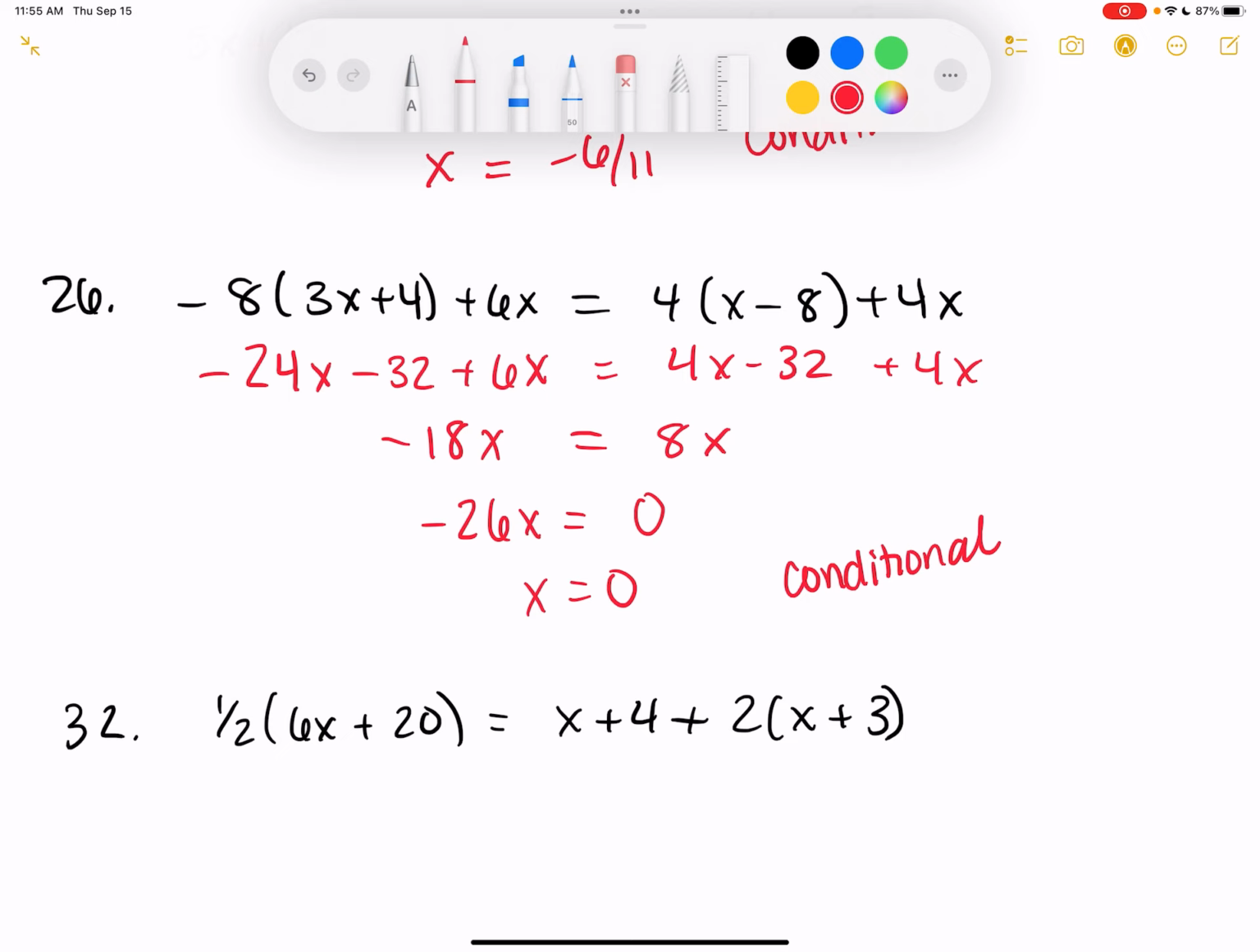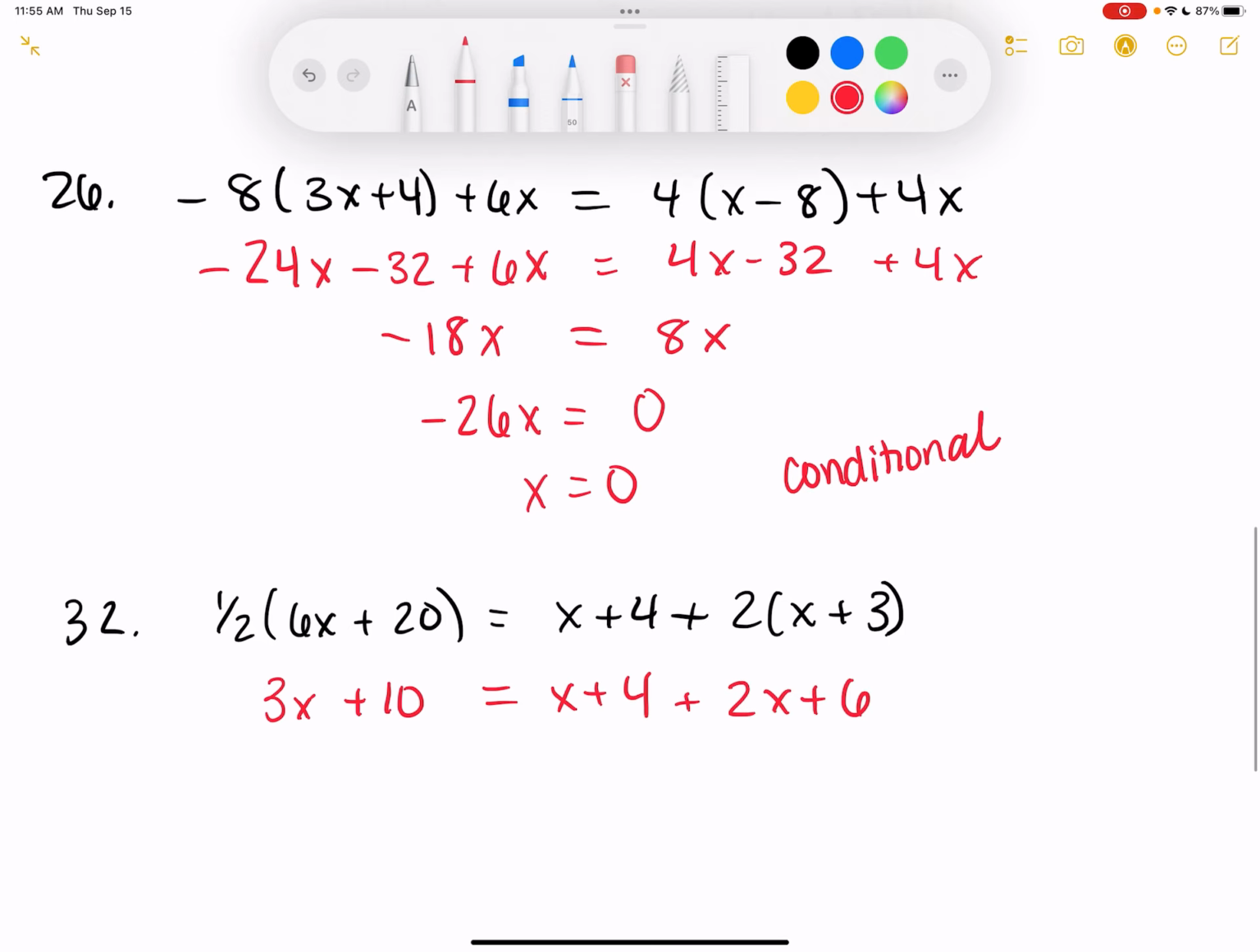So what should I do first for this one? Distribute. So 3x plus 10 equals x plus 4, and then I guess you want me to go ahead and distribute on the other side too? Yeah, so it'd be 2x plus 6. So then 3x plus 10 equals 3x plus 10, which means you're going to end up with what? 0 equals 0. So what is this one? Identity.